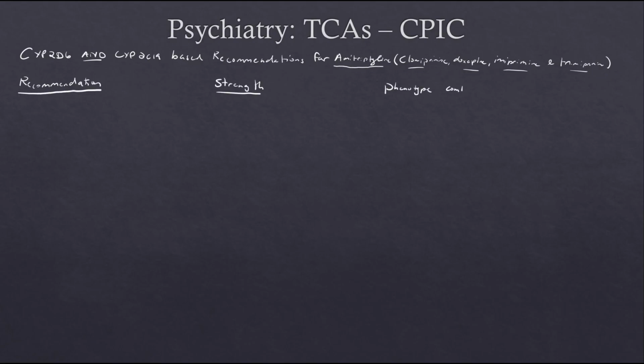And the way I'm going to go over the CPIC guideline recommendations for TCAs is to give you the recommendation as a group, put down the strength, and then the corresponding phenotype combinations for that particular recommendation. So let's start with the first recommendation. And that's to avoid use. Now let's take a look at the strength and the phenotype combinations for which you should avoid the use of amitriptyline or the other TCAs listed here.